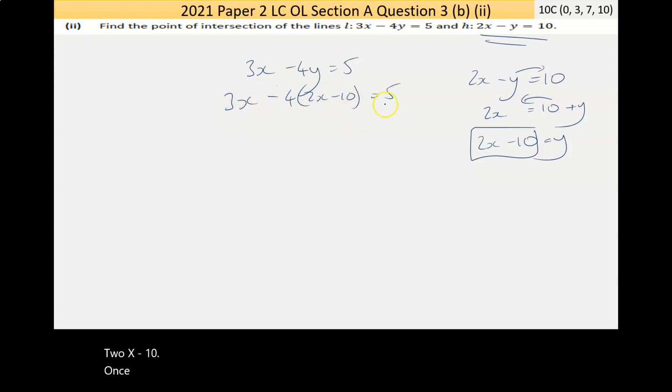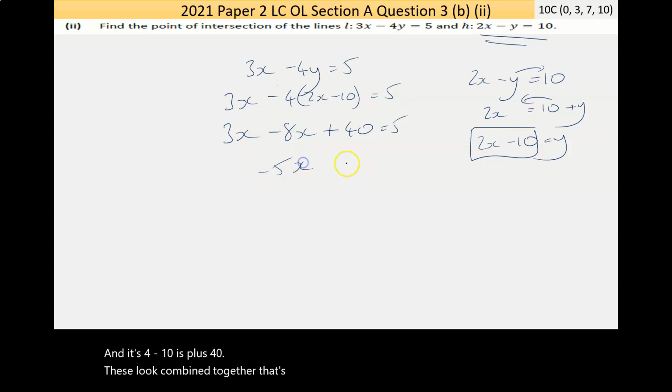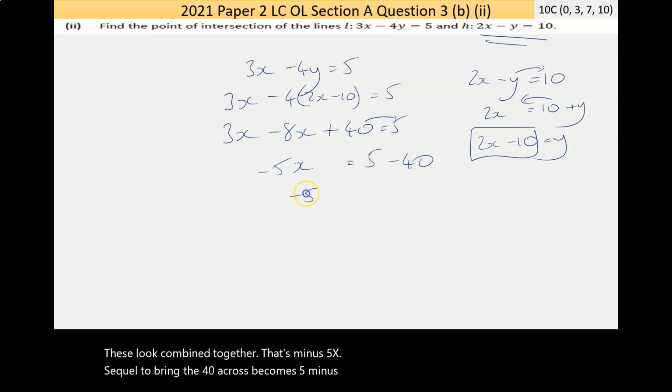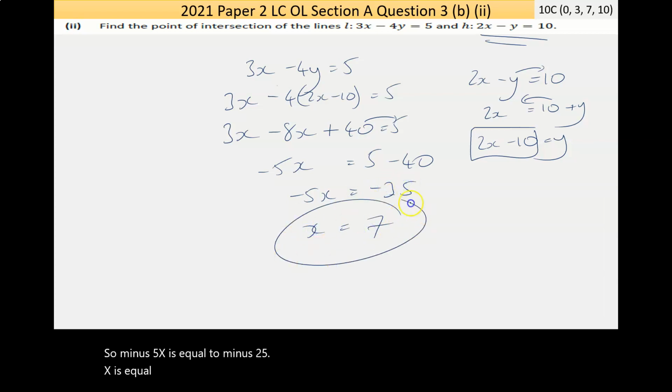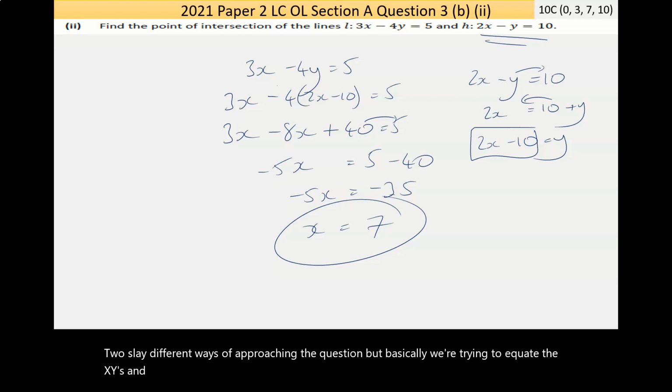Now, once I see this is an equation of one unknown, I can solve this. So going left to right, minus 4 by 2x is minus 8x. Minus 4 by minus 10 is plus 40. These will combine together. That's minus 5x is equal to, bring the 40 across, becomes 5 minus 40. So minus 5x is equal to minus 35. x is equal to 7. I would just finish off the same way as the last one. Two slightly different ways of approaching the question, but basically we're trying to equate the x and y's, and it only works because we have two equations of the same unknowns. Remember, as an overriding rule in algebra, you can't solve an equation of more than one unknown.